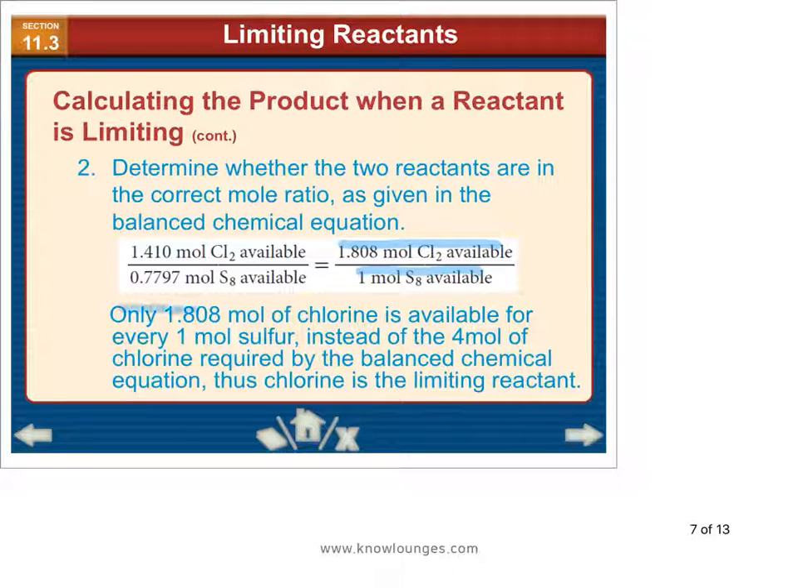So then you can compare that to the actual mole ratio. So it says 1.808 moles of chlorine is available for every 1 mole of sulfur, instead of the 4 moles required by the balanced chemical equation. So chlorine is the limiting reactant. As we do some problems in class, I will show you a little different way to handle this, which I think works a little better.